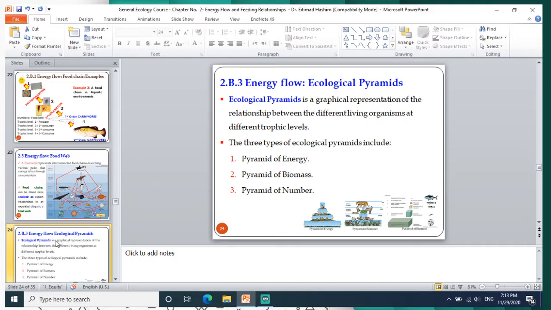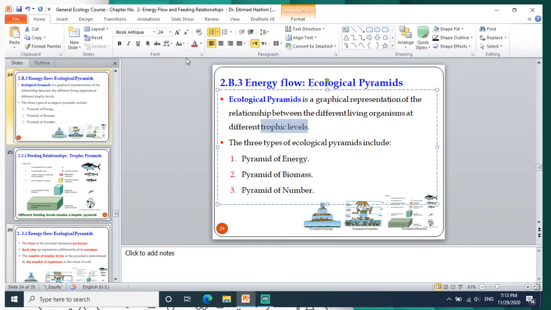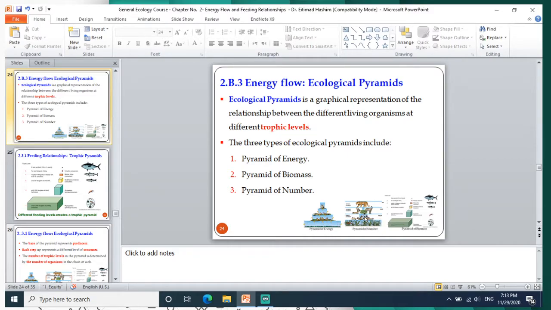So from the trophic levels, ecologists built ecological pyramids. An ecological pyramid is a graphical representation of the relationship between different living organisms at different trophic levels. They look at the different trophic levels in order to construct the ecological pyramids. And there are three types of ecological pyramids: pyramid of energy, pyramid of biomass, and pyramid of number.